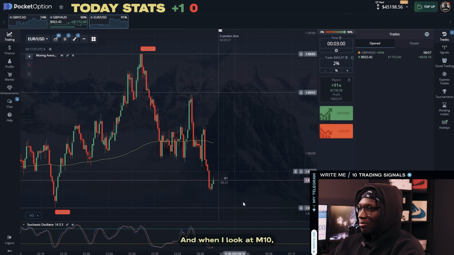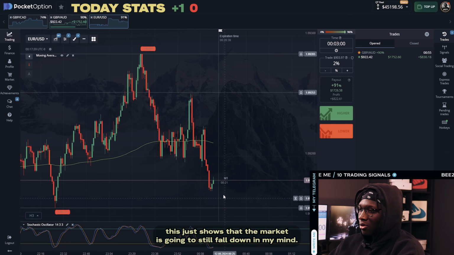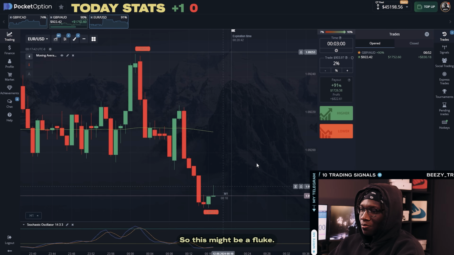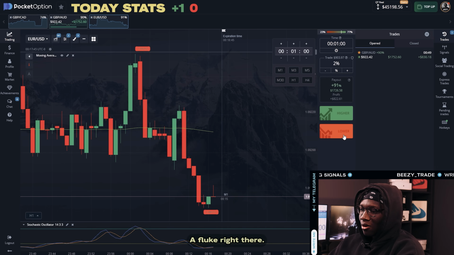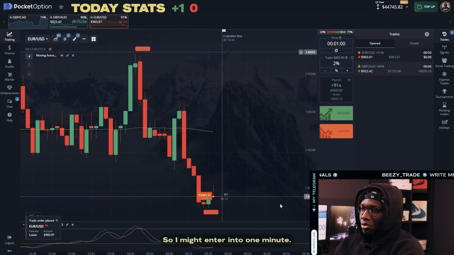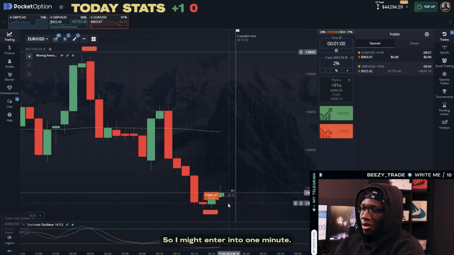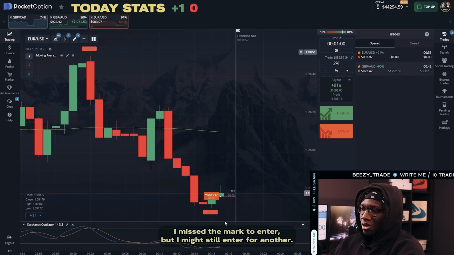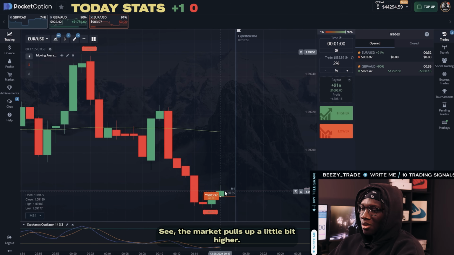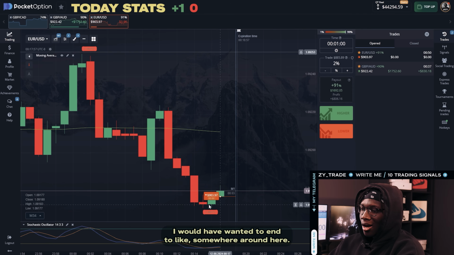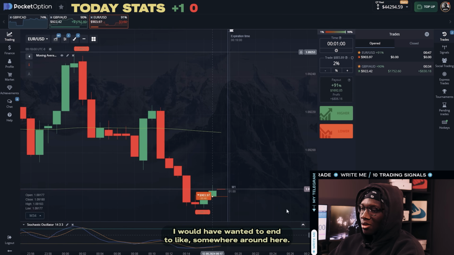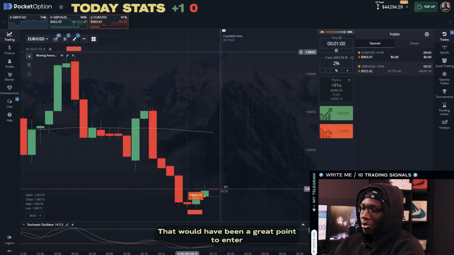And when I look at M10, this just shows that the market is going to still fall down in my mind. So this might be a fluke right there. So I might enter into 1 minute. I missed the good mark to enter, but I might still enter for another. See, the market pulls up a little bit higher. I would have wanted to enter somewhere around here. That would have been a great point to enter.